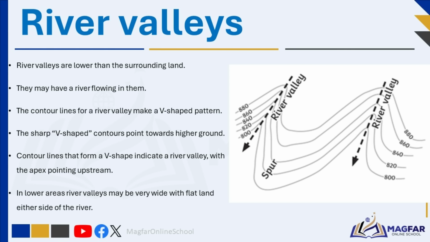In lower areas, river valleys may be very wide with flat land on either side of the river. The contour lines will be far apart where the slope of the valley is gentle. A valley usually has some form of river or stream present.